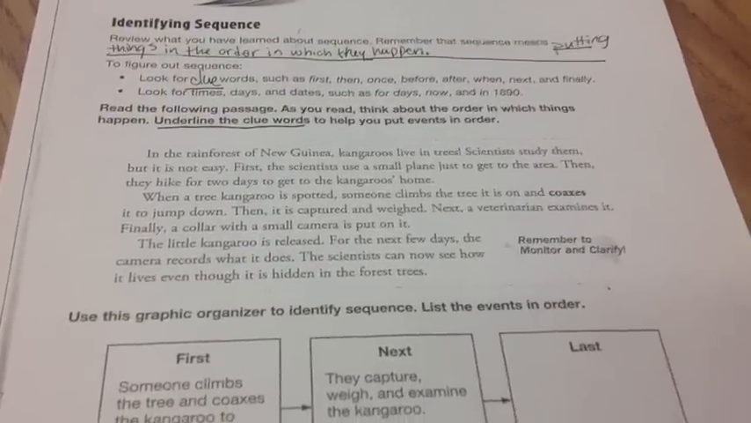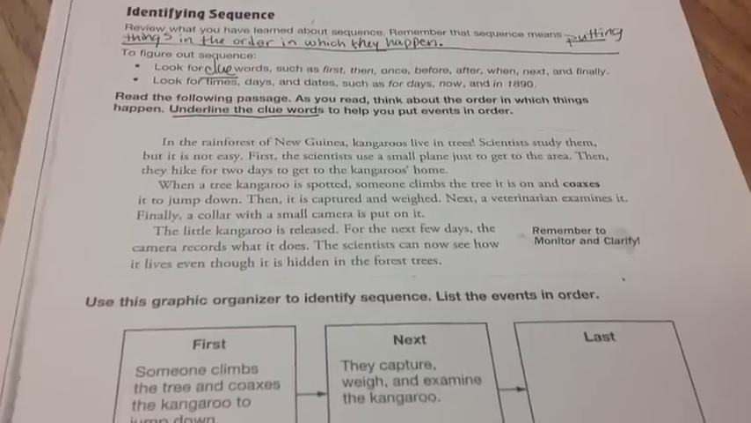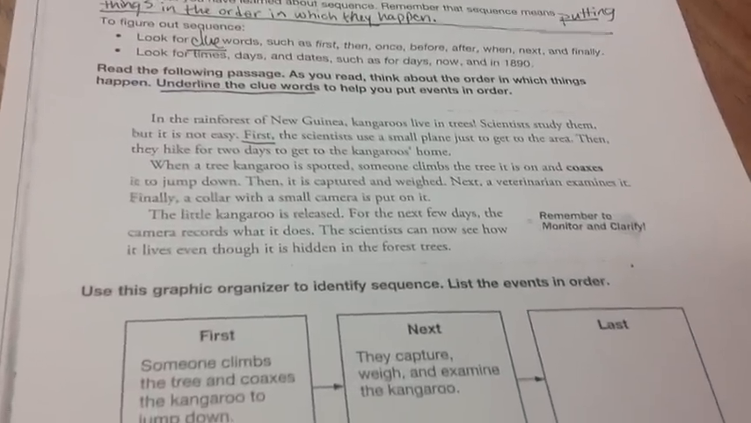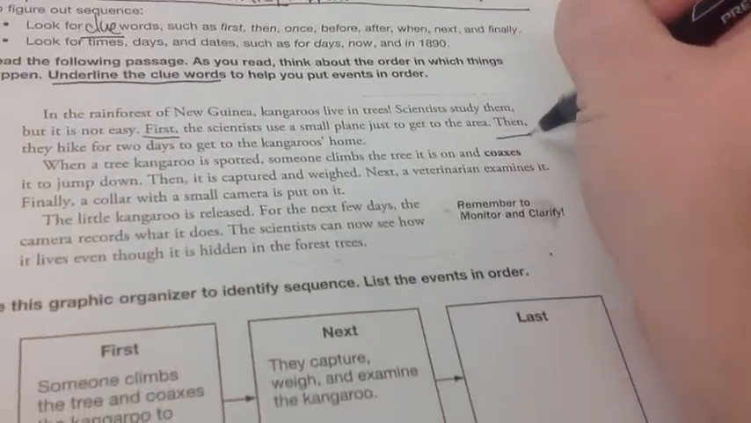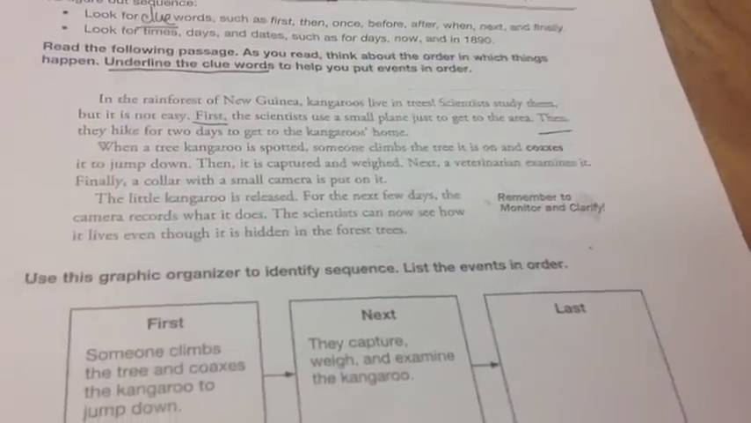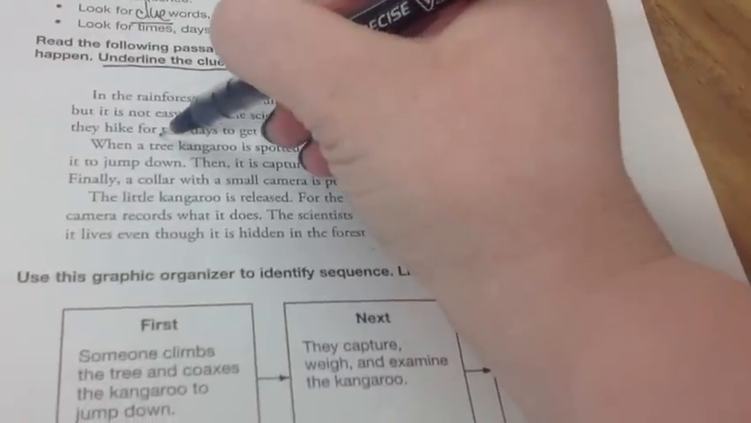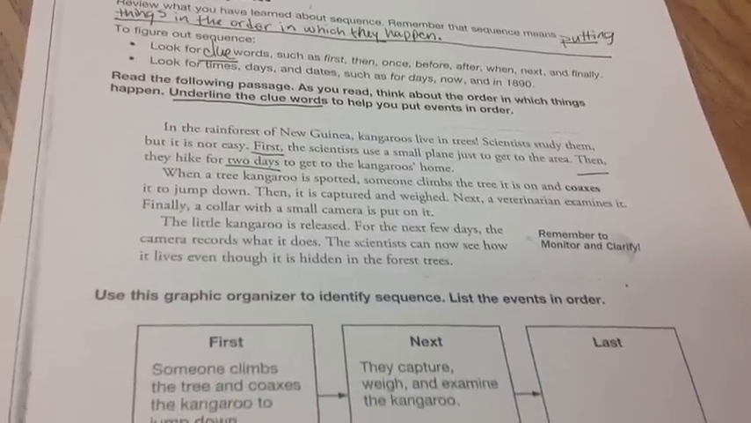In the rainforest of New Guinea, kangaroos live in trees. Scientists study them, but it is not easy. First, our first clue word is first. I'm going to go ahead and underline that. The scientists use a small plane just to get to the area. Then, that lets me know another event is happening. I'm going to underline then. Then they hike for 2 days. All right, I see a day, so I'm going to underline 2 days, to get to the kangaroo's home.